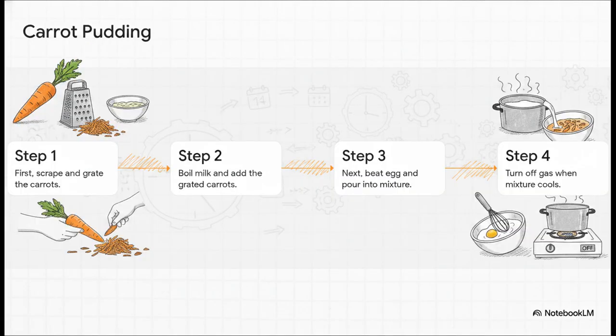Let's see how this builds when we aren't just talking about history. Process paragraphs, like, say, a recipe for carrot pudding, also rely completely on chronological order and time-based transition signals. First, scrape and grate the carrots. Next, beat one egg. You couldn't turn off the gas before you've even boiled the milk, right? Words like first, next, and when guide the reader smoothly through the temporal steps to the final, delicious product.